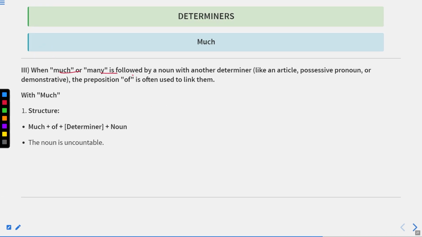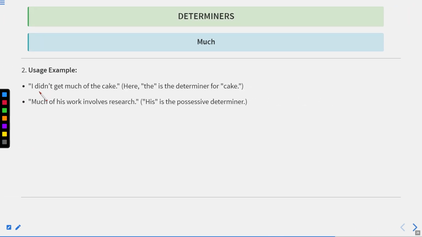Now, when much or many is followed by a noun with another determiner, like an article, possessive pronoun, or demonstrative, the preposition of is often used to link the structure. With much, the structure is much of plus determiner plus noun. The noun is uncountable. Of course, if we are talking about much, it is only used before an uncountable noun, so we need to put a determiner in between. For example, much of the water. Okay. Now, I didn't get much of the cake. Here the is the determiner for cake. Much of his work involves research. So his is the possessive determiner.